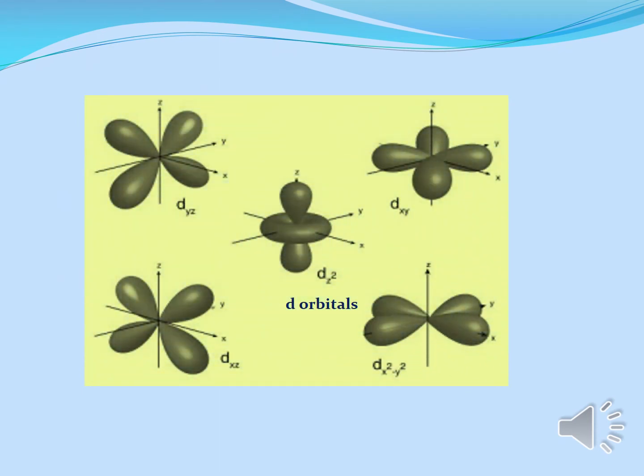These are pictures of 5d orbitals. dxy, dxz and dyz: the lobes are in the xy plane, xz plane and yz plane respectively. In dx square minus y square, the lobes are along the x and y axis. In dz square, the lobe is along the z axis and there is a ring at the center passing through the x and y axis.